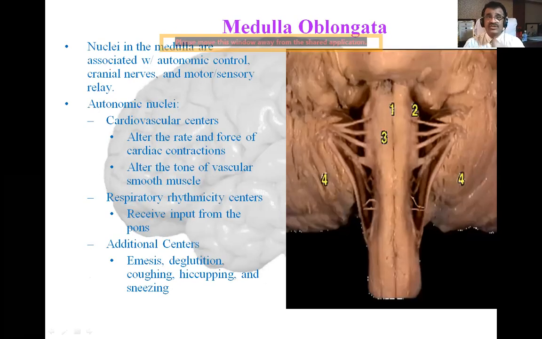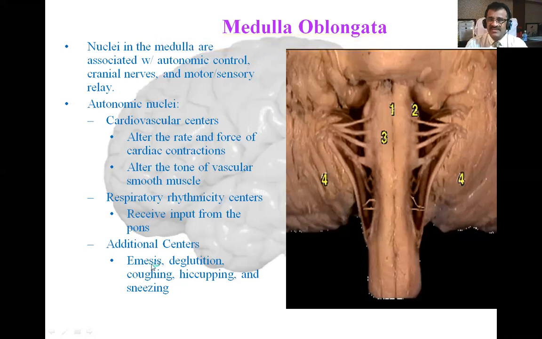The medulla oblongata has nuclei, and nuclei in the medulla are associated with autonomic control, cranial nerves, and motor and sensory relay. Autonomic nuclei include the cardiovascular center, which alters the rate and force of cardiac contractions and alters the tone of vascular smooth muscle. So it's a very important center. The respiratory rhythmicity center is also located in the medulla oblongata and receives input from the pons. And additional centers are the emesis center. Emesis means vomiting. Deglutition center. Deglutition means swallowing. Coughing center, for the purpose of cough.